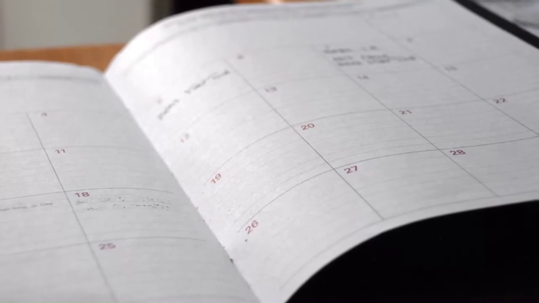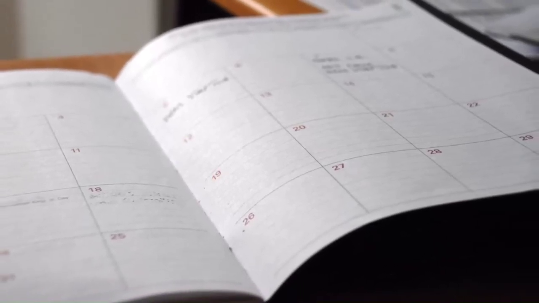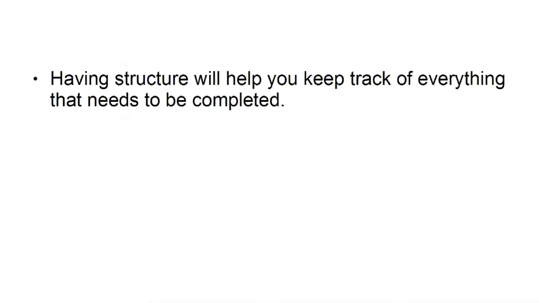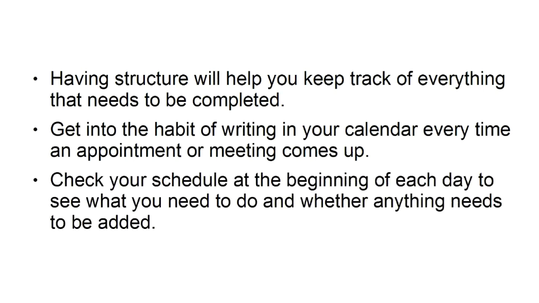Number 3. Use a calendar. Using a daily calendar to organize your time will help you remember everything that you need to do each day or week. Having structure will help you keep track of everything that needs to be completed. Get into the habit of writing in your calendar every time an appointment or meeting comes up. Check your schedule at the beginning of each day to see what you need to do and whether anything needs to be added.